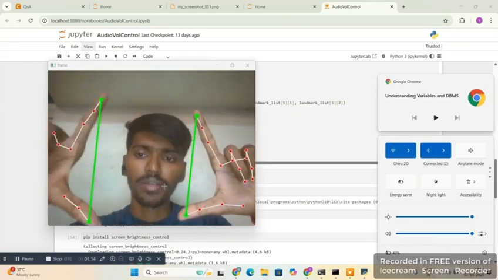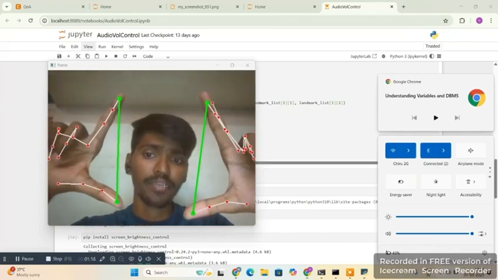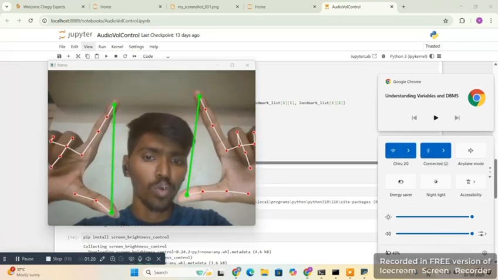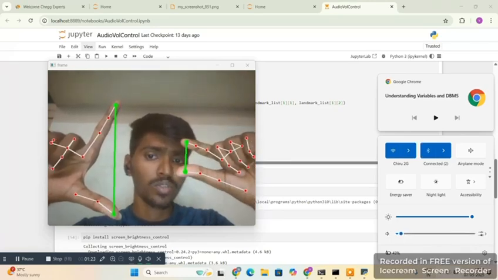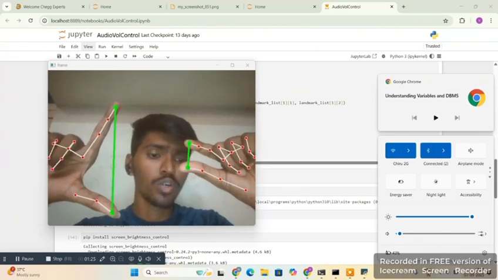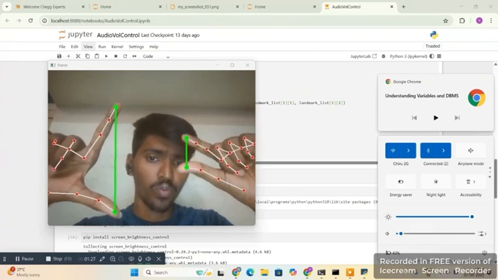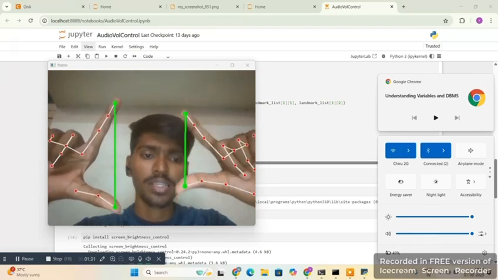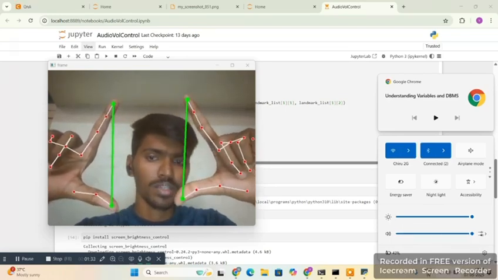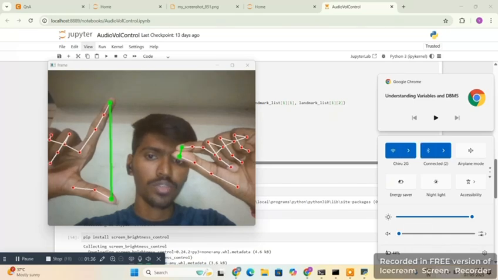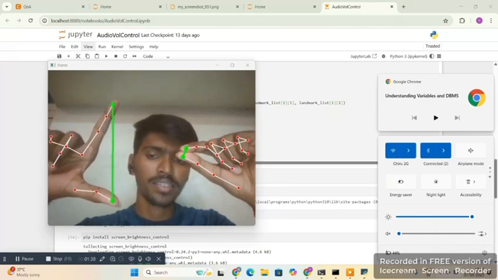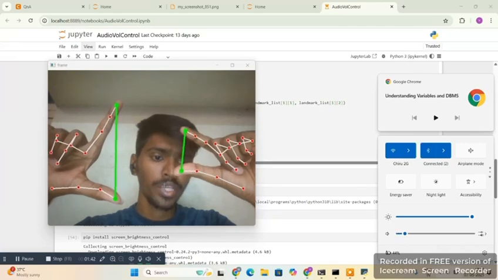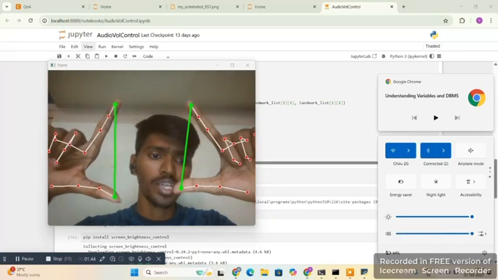See, this is the left hand and this is the right hand, and the right hand is used for controlling the volume. When I close these two fingers, the volume is going to decrease. When I expand these two fingers, the volume is increasing. You can observe the difference. When I close these two fingers, thumb and index, the volume decreases. When I slowly increase, the volume also increases.